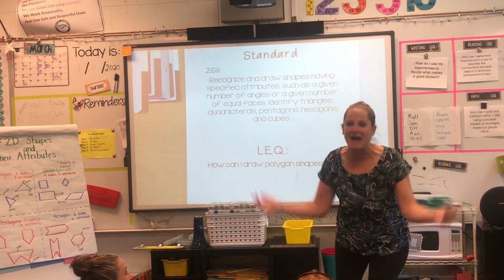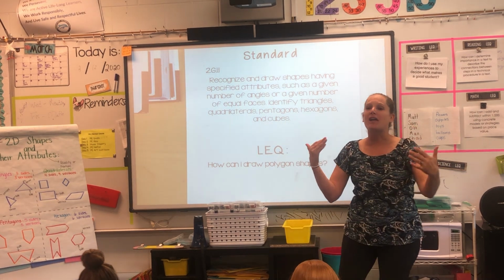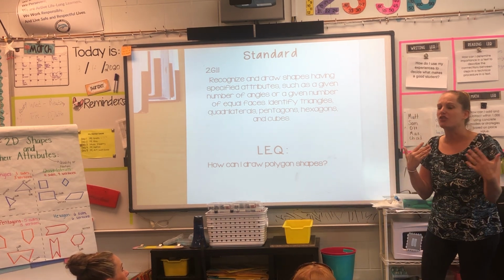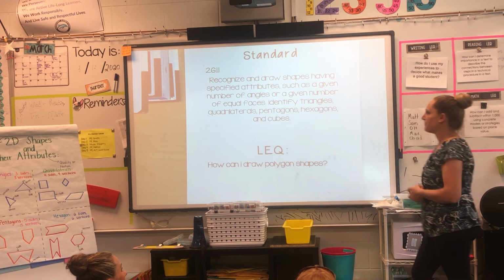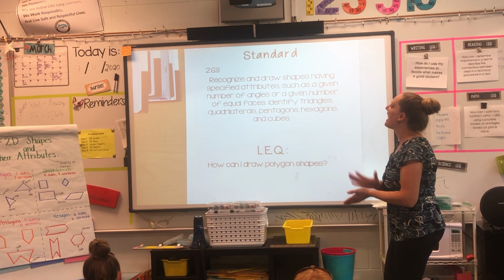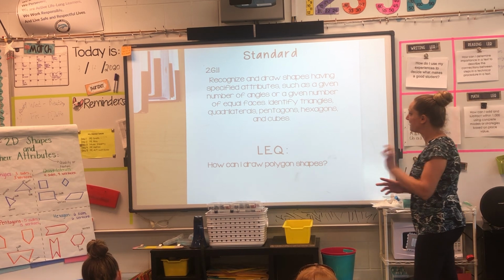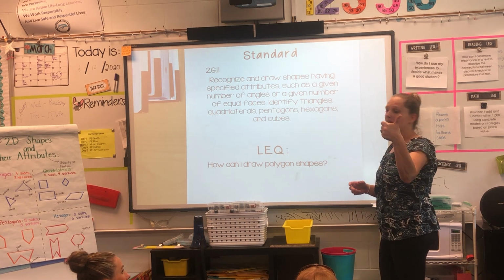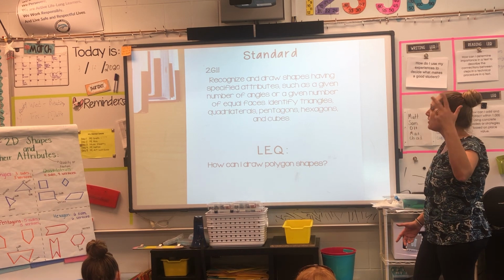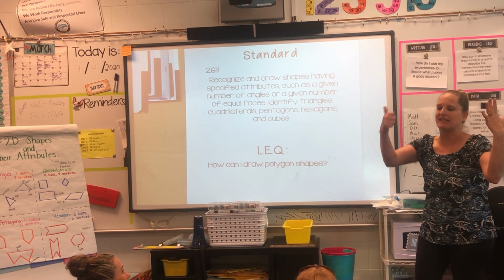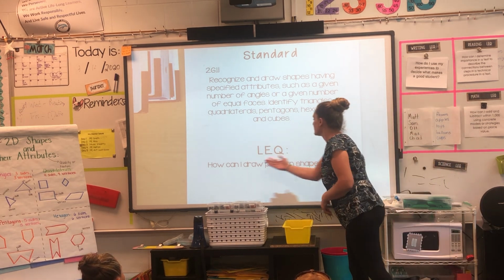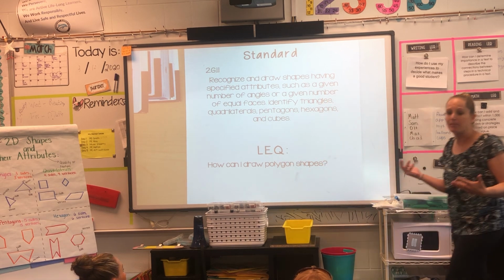Well, we are excited. We're all back together again today, and we are still continuing our geometry unit. Today we're going to draw. Our standard is to recognize and draw shapes having specified attributes, such as a given number of angles or a given number of equal faces, and identify triangles, quadrilaterals, pentagons, hexagons, and cubes. Oh my goodness, that's a lot, but we're going to get through it. Your essential question is, how can I draw polygon shapes?